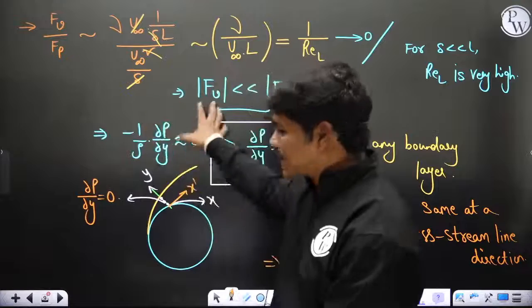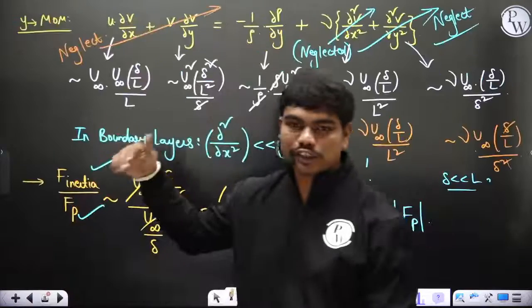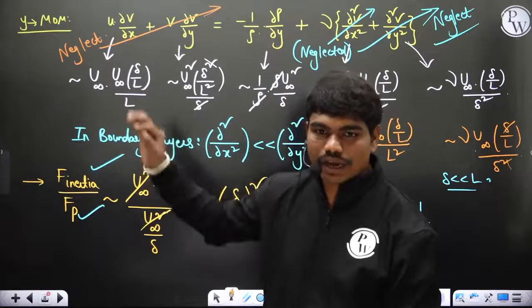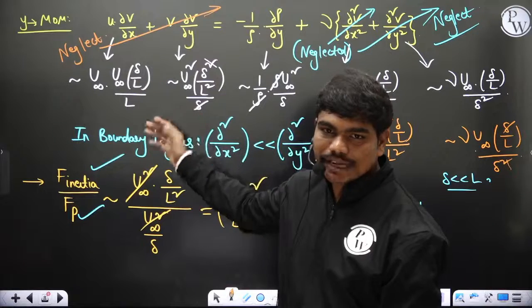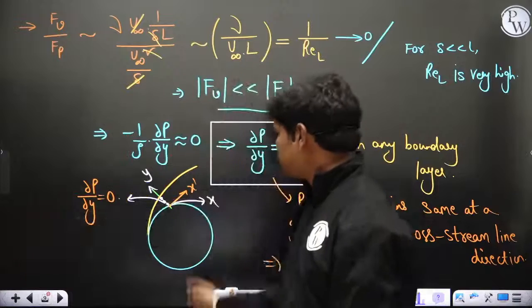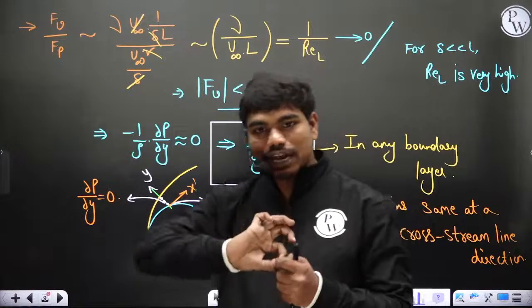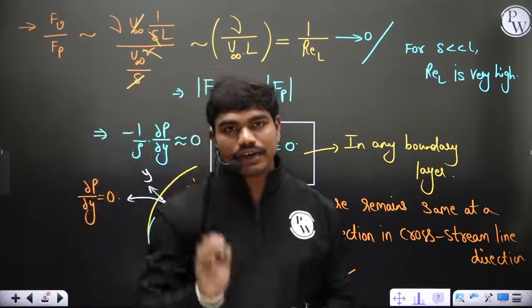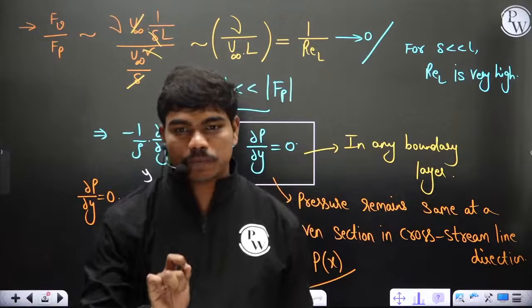So after doing a bit of scaling analysis, this is simple. I have done it very slowly because some of you may be looking at this for the first time. Otherwise, writing these magnitudes will take hardly 2-3 minutes. But anyway, you can understand dou P by dou Y is 0, meaning along the cross streamline coordinate, the pressure variation is 0.